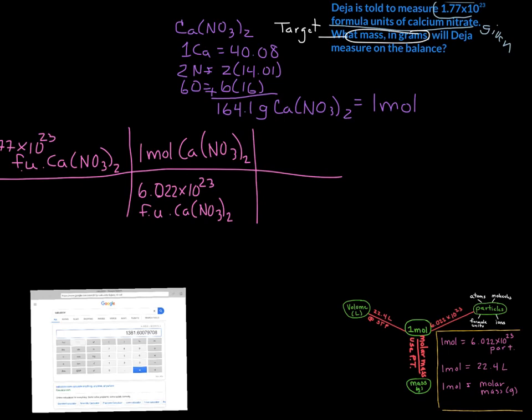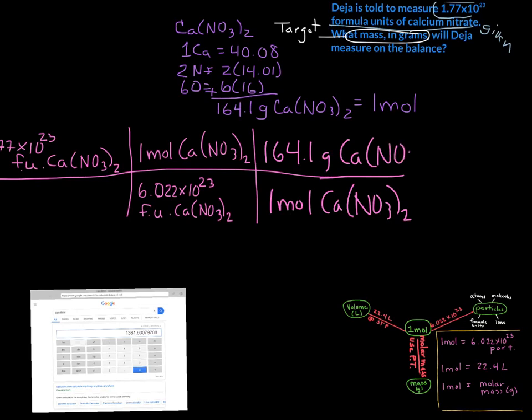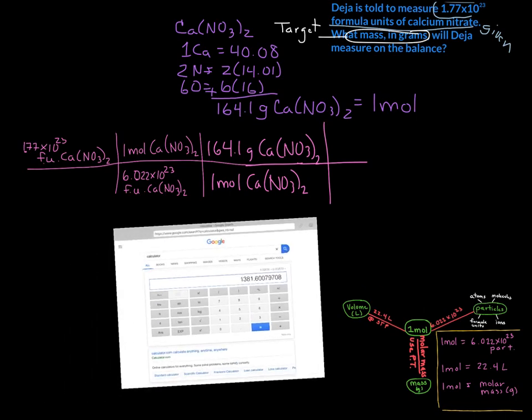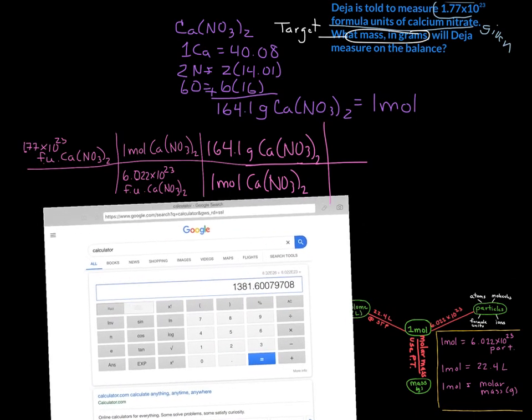Okay, so from here now we're going to take our moles and we're going to convert it to grams using our molar mass calculation that we had. So we're going to get rid of moles of calcium nitrate. And we're going to go to grams, 164.1 grams of calcium nitrate. All right, now it's time to bring up the calculator. We got to do all this math.